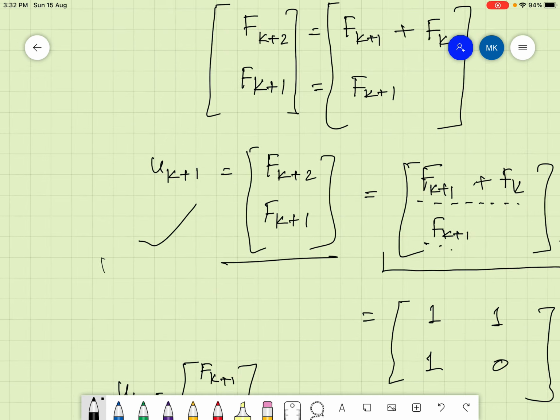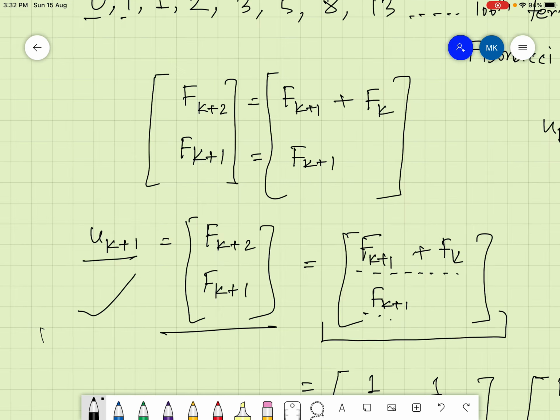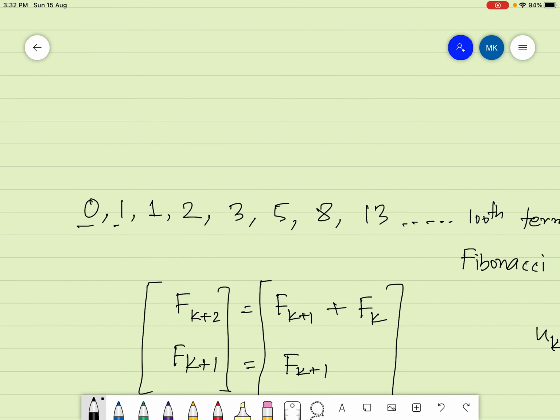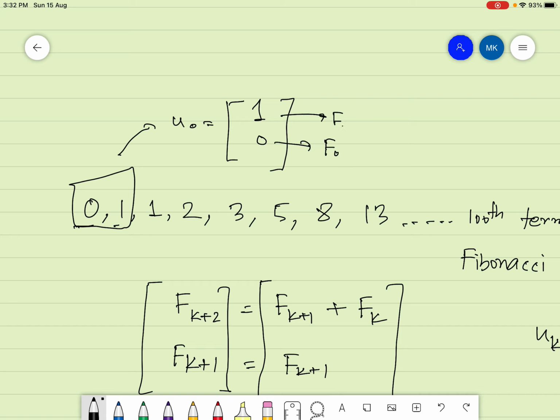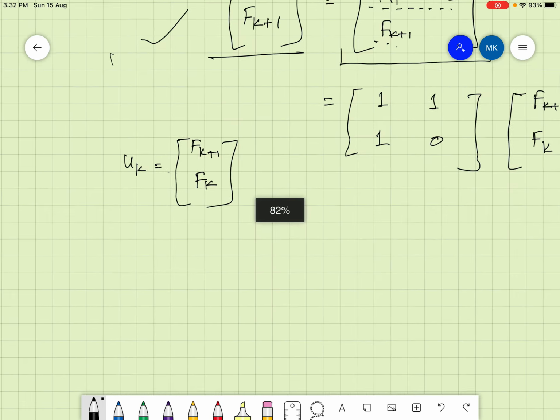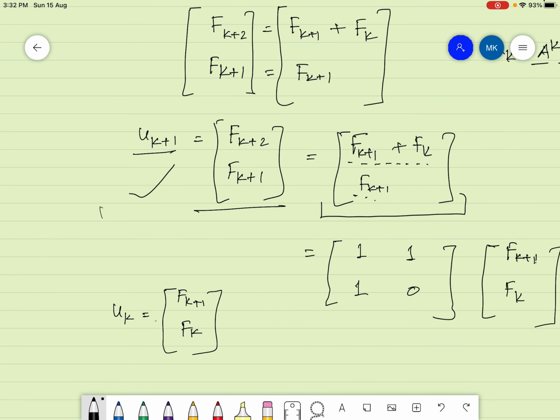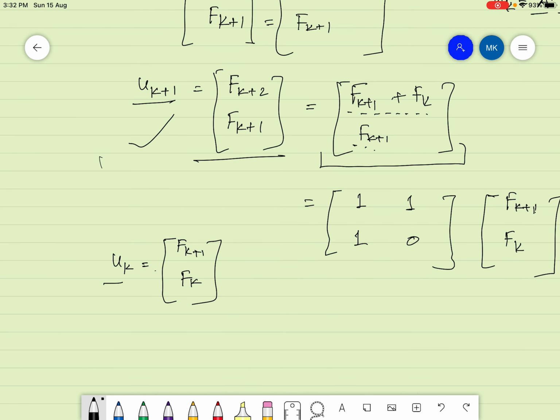Why did you say this is u of k plus 1? Because if you look at the first two terms, this would be u naught, and in u naught you will have this vector 1 and 0. So this is basically the f of 0th term, and this is the f of 1 term. Following that, u of k would contain f of k in the second row and f of k plus 1 in the first row.